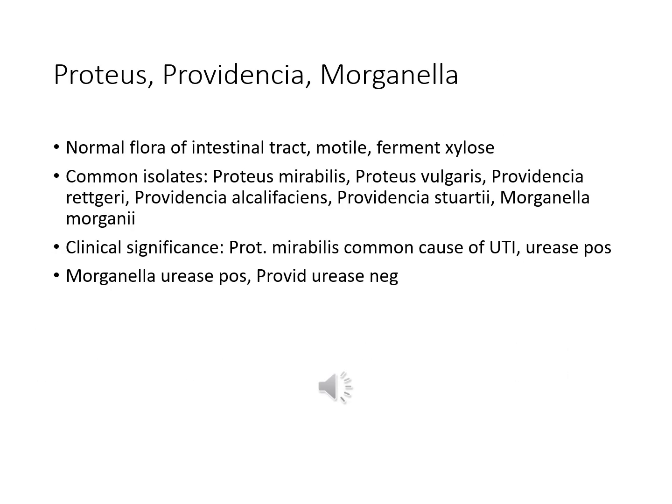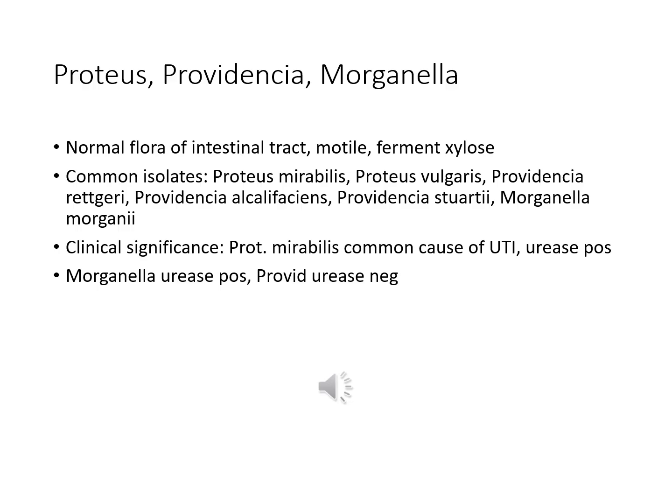We'll go ahead and shift to the next group of Proteus, Providencia, and Morganella. Again, these are normal flora of the intestinal tract. They are motile. They do ferment xylose. Common isolates are going to include Proteus mirabilis and Proteus vulgaris, Providencia rettgeri, Providencia alcalifaciens, Providencia stuartii, and Morganella morganii.